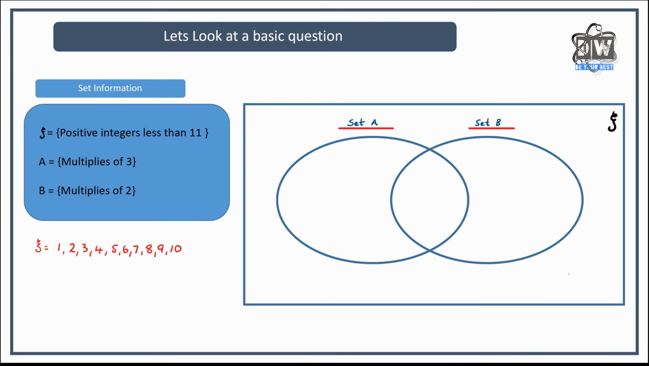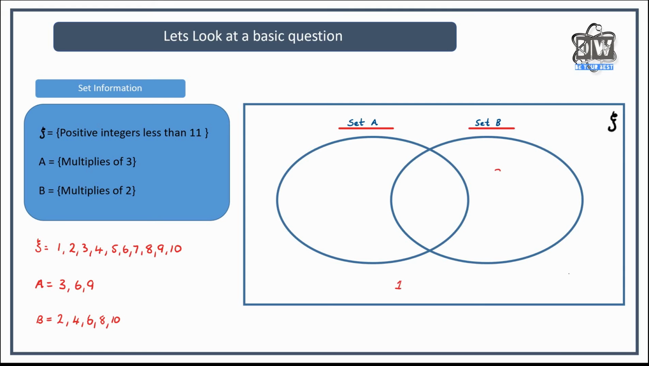Okay, so let's go. Our multiples of 3 are 3, 6, and 9. Our multiples of 2 are 2, 4, 6, 8, and 10. Now you'll see there that if we go through, number 1 is not in either, so it sits outside.